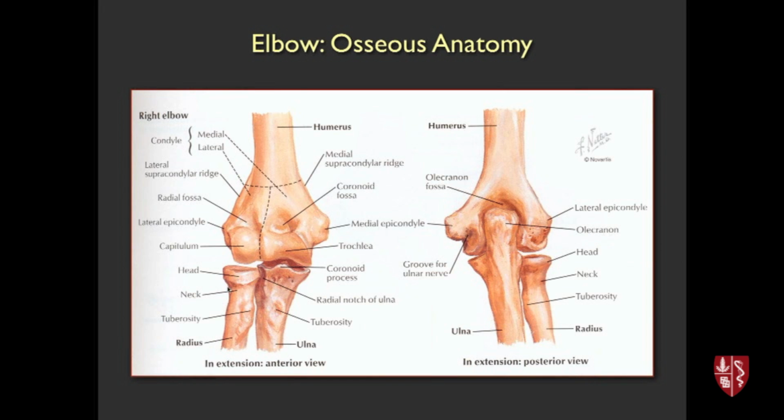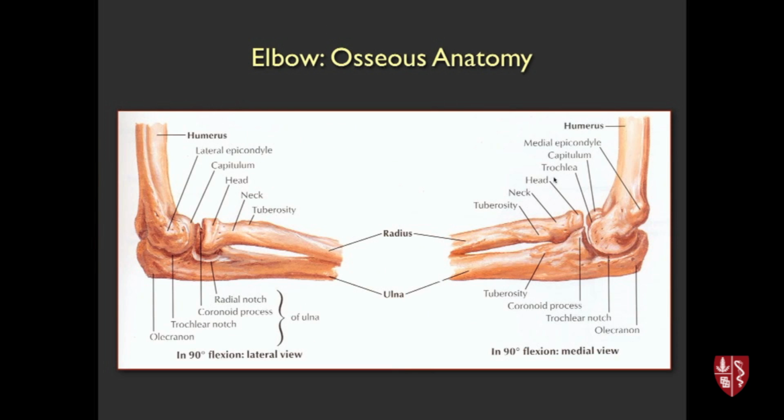Radial head, radial neck, greater tuberosity of the radius where the biceps tendon attaches, and then the posterior view here where you have the olecranon fossa, where the olecranon goes in, the epicondyles, and so on. Hopefully that's all pretty familiar anatomy to you.